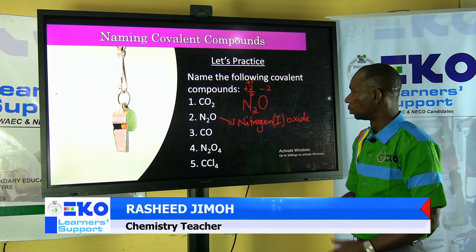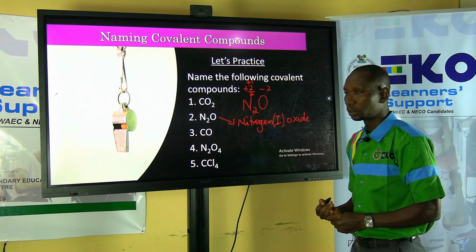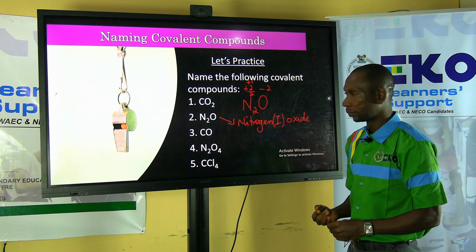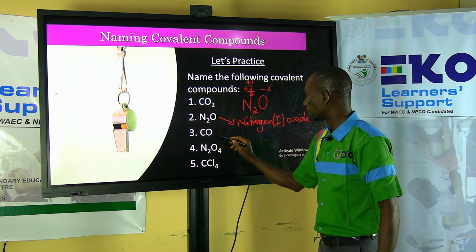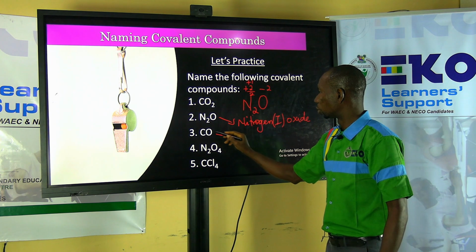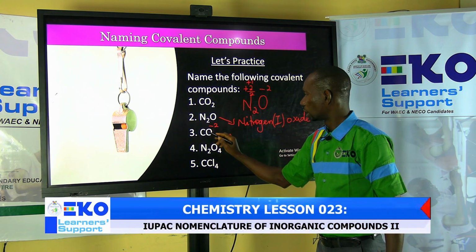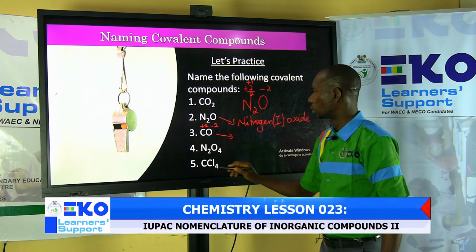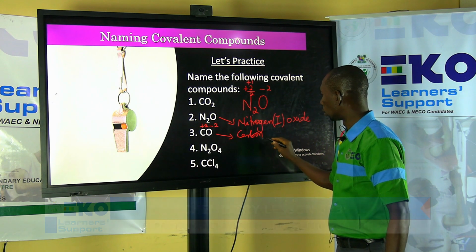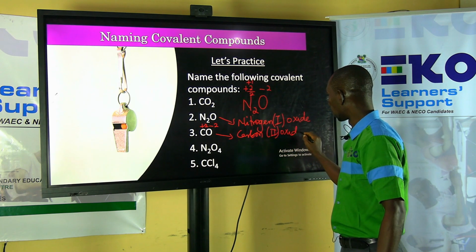Can you quickly name the third one? Try it and let me know how you fare. Very good. So let's look at it together. The oxidation state of carbon in the third one here is going to be what? It's going to be +2, because oxygen has to be -2, and so the carbon has to be +2. And that means the name will be what? Carbon(II) oxide. Carbon(II) oxide.